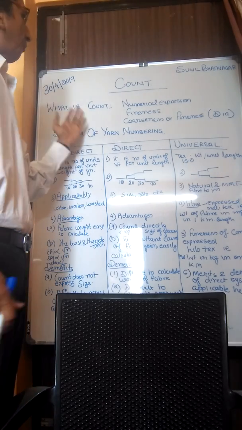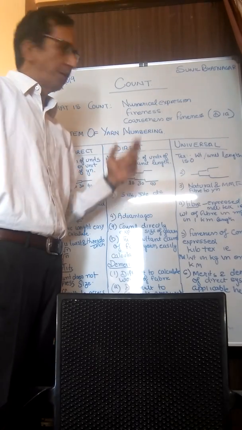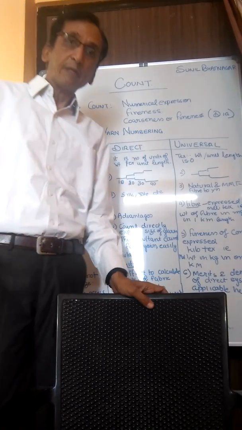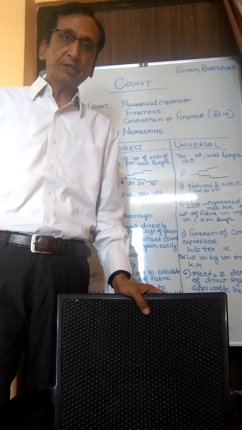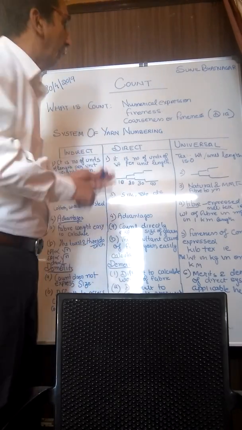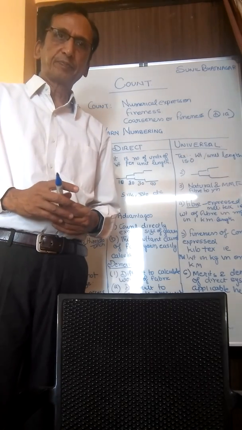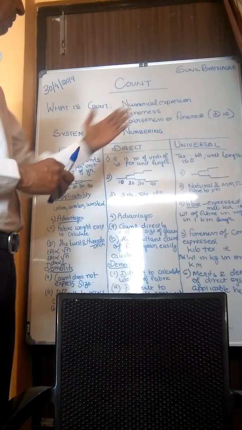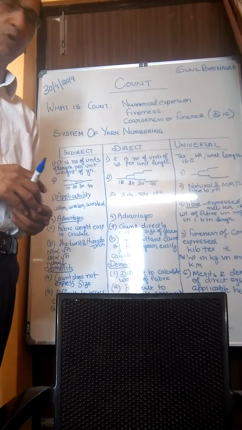The first question is, what is count? It is a numerical expression. It tells me the coarseness or fineness of the material. Also, it indirectly gives me the diameter of the yarn, that is, D is equal to 1 upon 28 under root N. It can be expressed this way if I know the count. Now, there are normally three systems of yarn numbering: one is indirect, another is direct, and then universal.